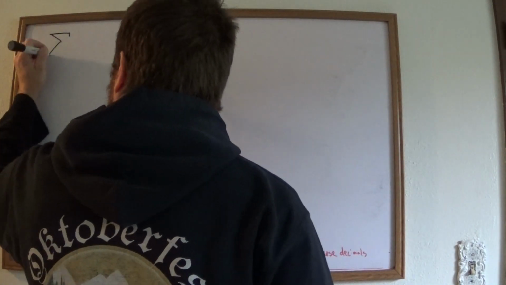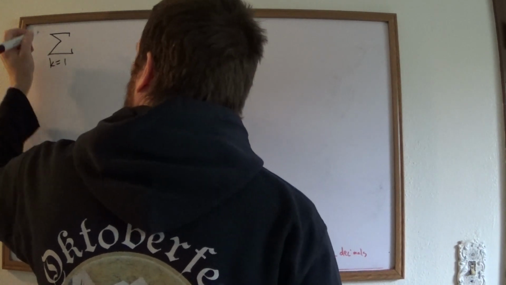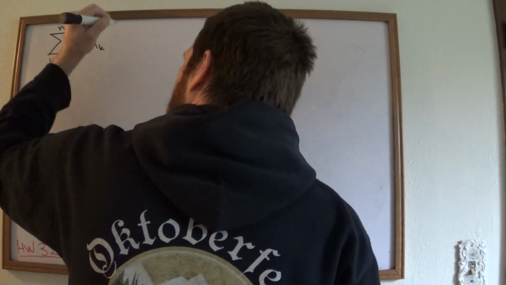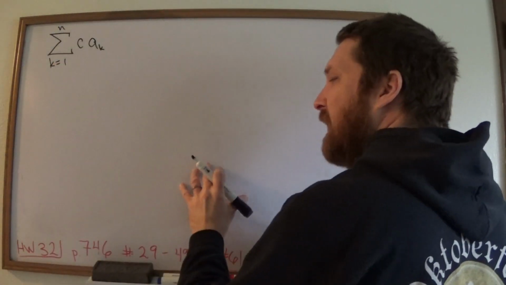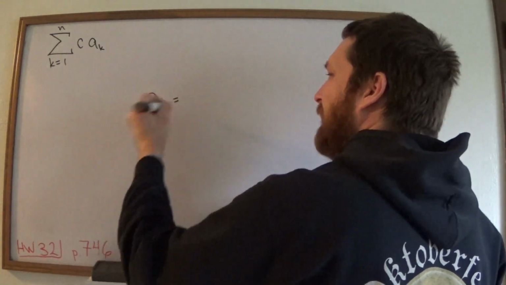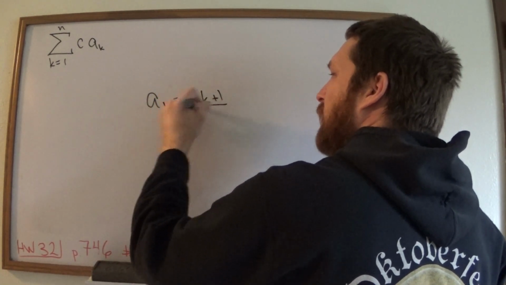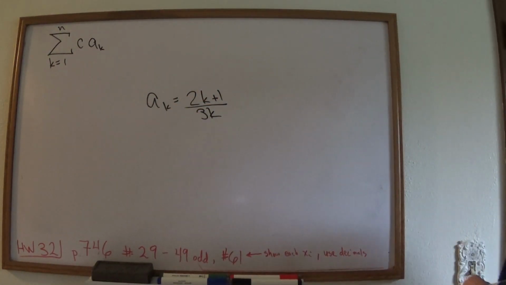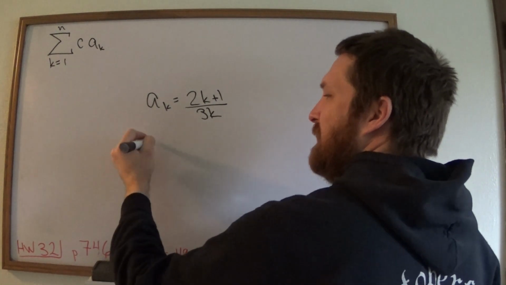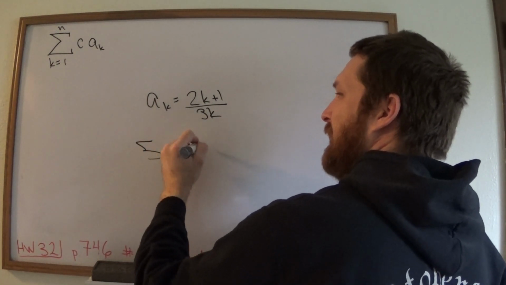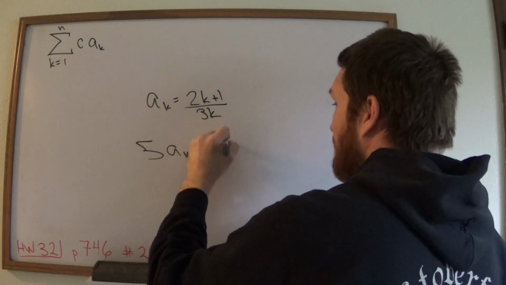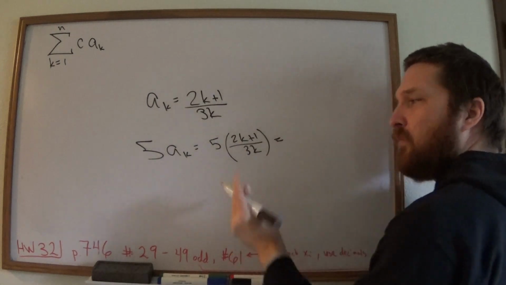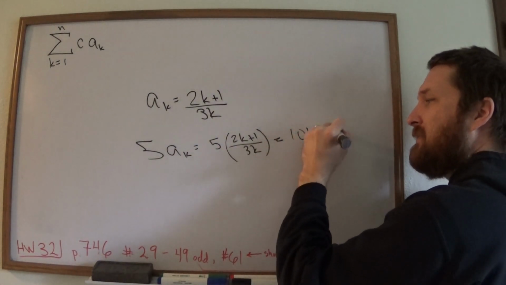We start on the left-hand side and say, okay, suppose that we have the sum as k goes from 1 to n of some constant times this. Now let's make this a little bit concrete. Let's say that my ak is like 2k plus 1 over 3k, something like that. Then c times that would be something like 5 times ak, which you could write like this, 5 times 2k plus 1 over 3k. Or maybe it's distributed through, maybe it's 10k plus 5.